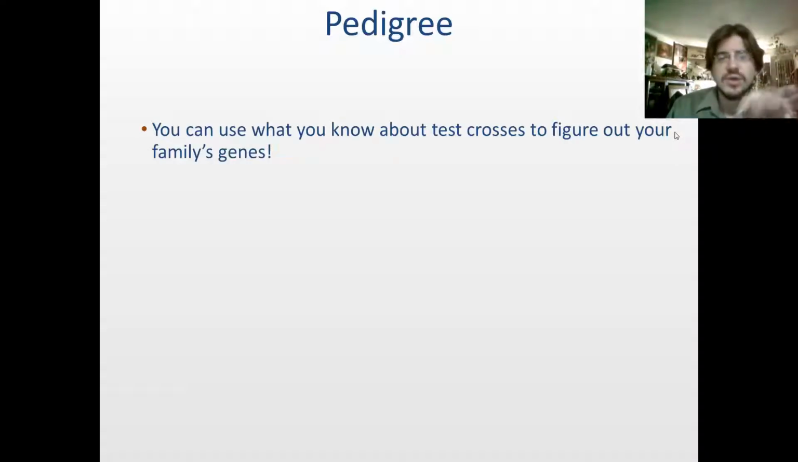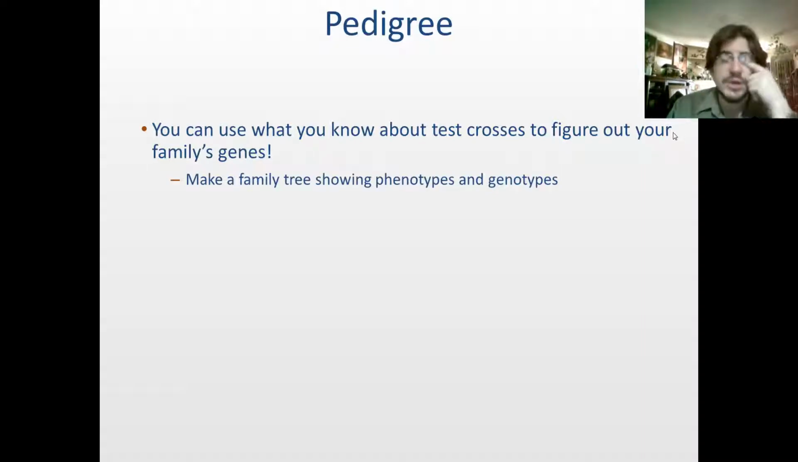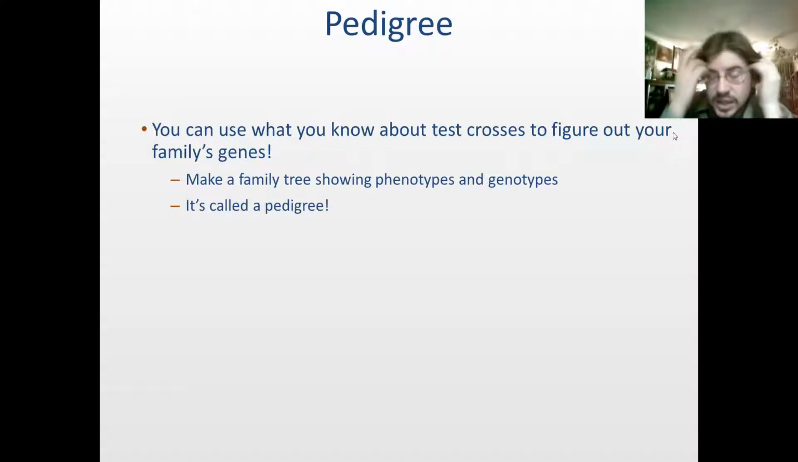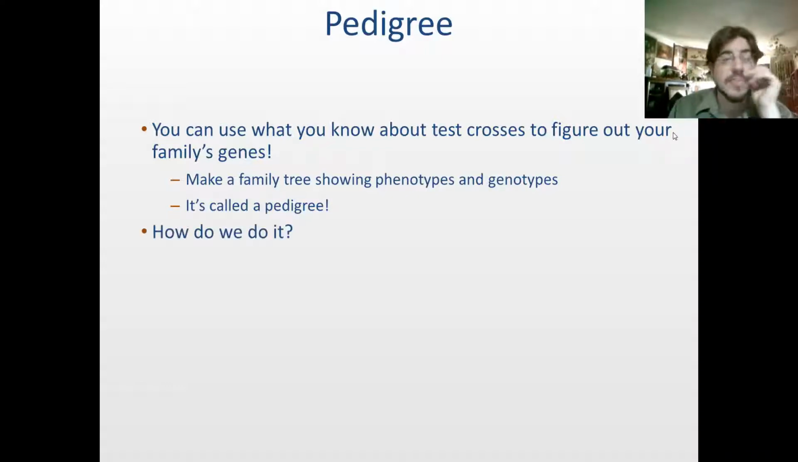So a pedigree is sort of a family tree of genetic traits. So you can use what you know about test crosses to figure out your family's genes. What you do is you make a family tree showing phenotypes and genotypes, and that family tree is called a pedigree. How do we do it?